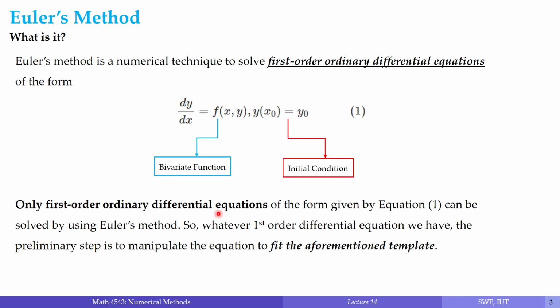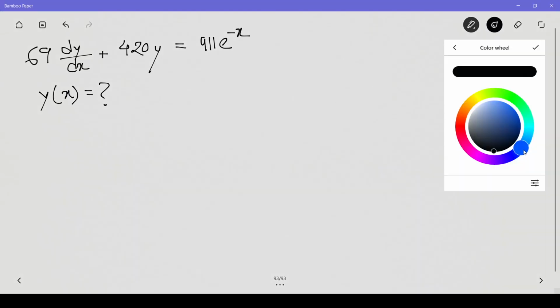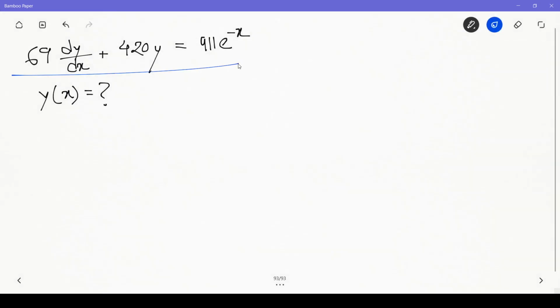The first thing we'll do is try out the example that we just saw on our paper and cast it to this template and see how it looks. Let's go back to our paper. We already have our ordinary differential equation right here, and let's say we have an extra initial condition, which is that the value of the dependent variable y at the point 0 is, let's say, 5.